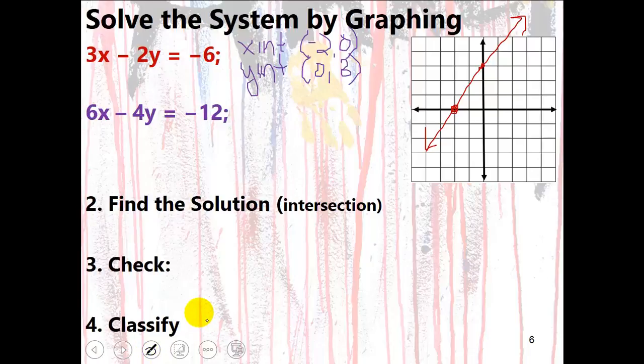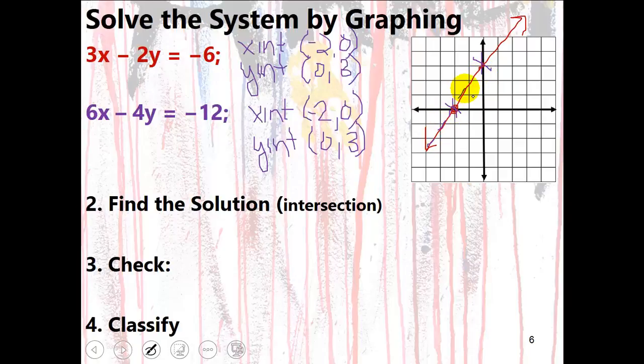X-intercept is going to be (-2, 0). And my y-intercept is going to be (0, 3). Oh, look at this. This is interesting. What do we have here? Okay, let's graph this. I'm going to graph it in purple. And I'm going to use a dashed line just so that we can see how it overlaps. I'm going to use an X and an X. And then this is the exact same line.